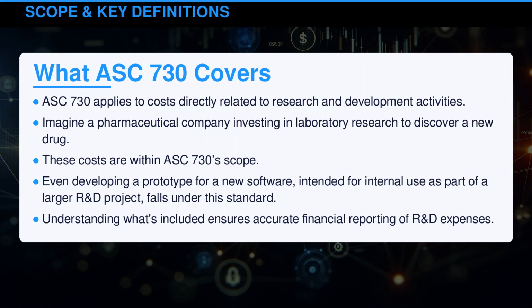ASC 730 applies to costs directly related to research and development activities. Imagine a pharmaceutical company investing in laboratory research to discover a new drug. These costs are within ASC 730's scope. Even developing a prototype for a new software, intended for internal use as part of a larger R&D project, falls under this standard. Understanding what's included ensures accurate financial reporting of R&D expenses.